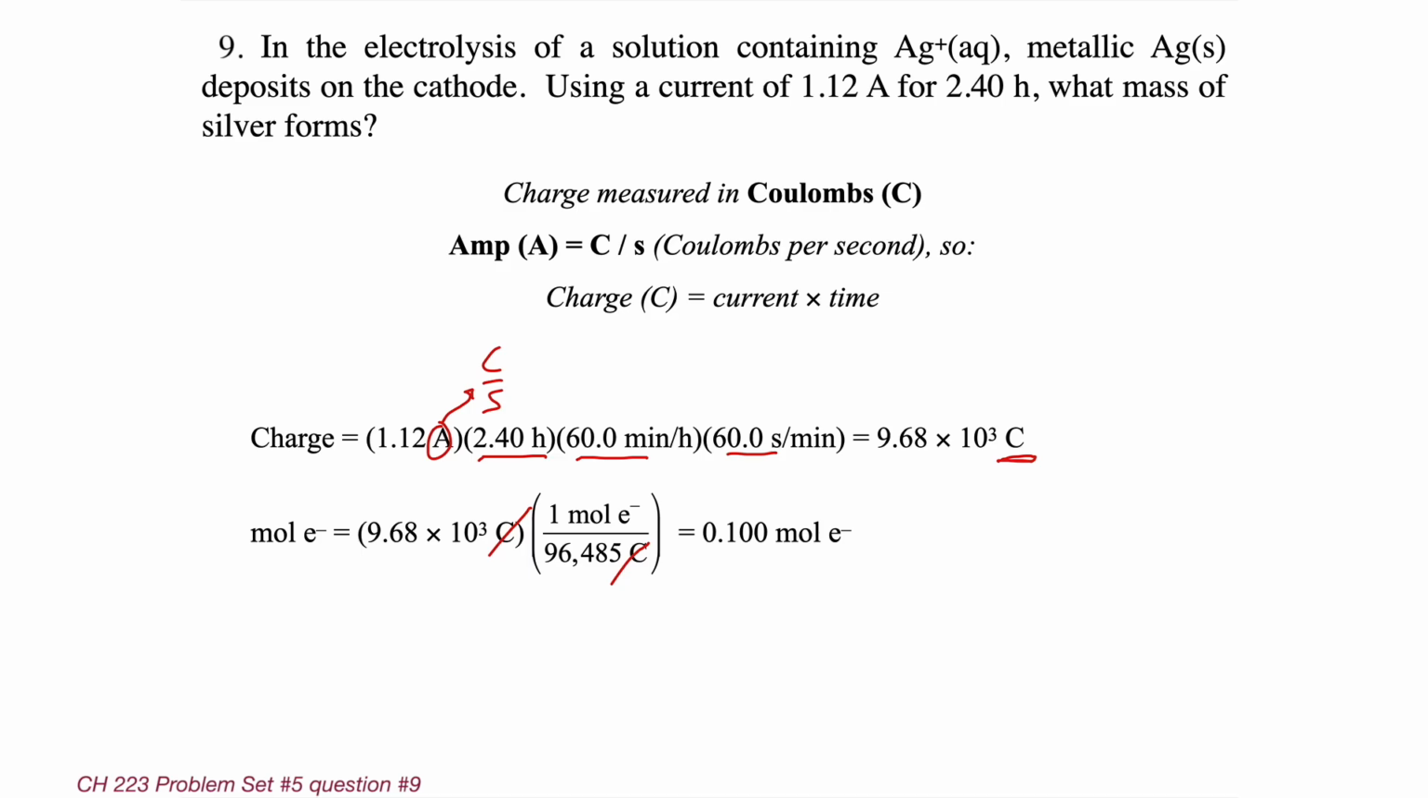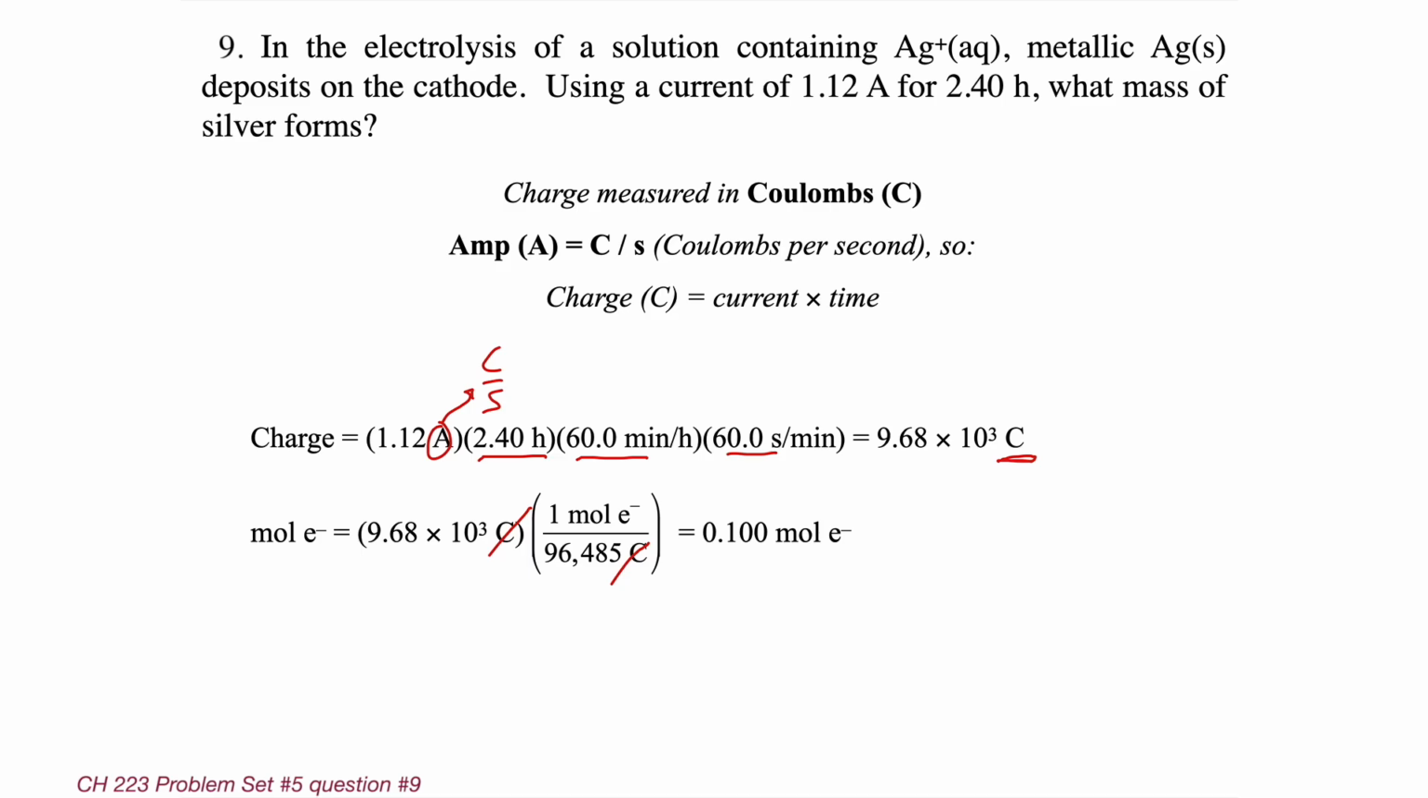Okay, that's interesting, but how do we go from moles of electrons to grams of silver, Russell? And I totally understand. This problem has silver plus going to silver. So 1 electron is needed per 1 silver ion to make 1 silver metal. So what that means is 0.100 moles of electrons can be added to 0.100 moles of silver plus to make 0.100 moles of metallic silver.